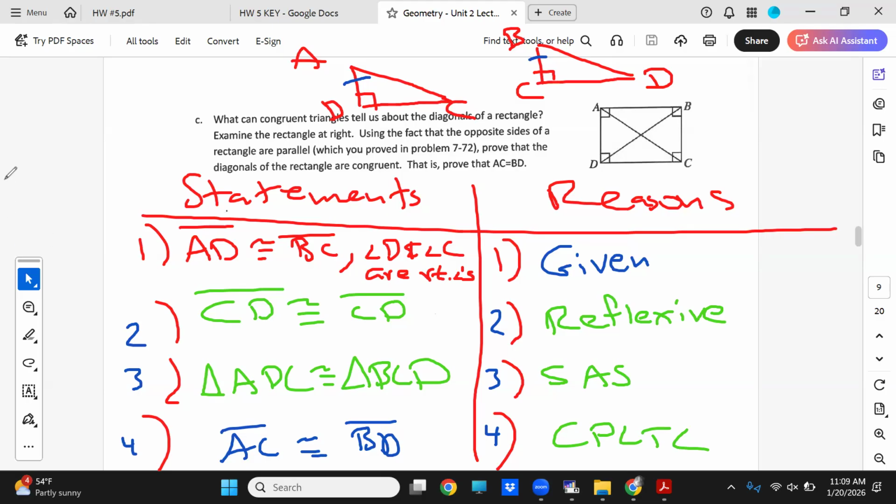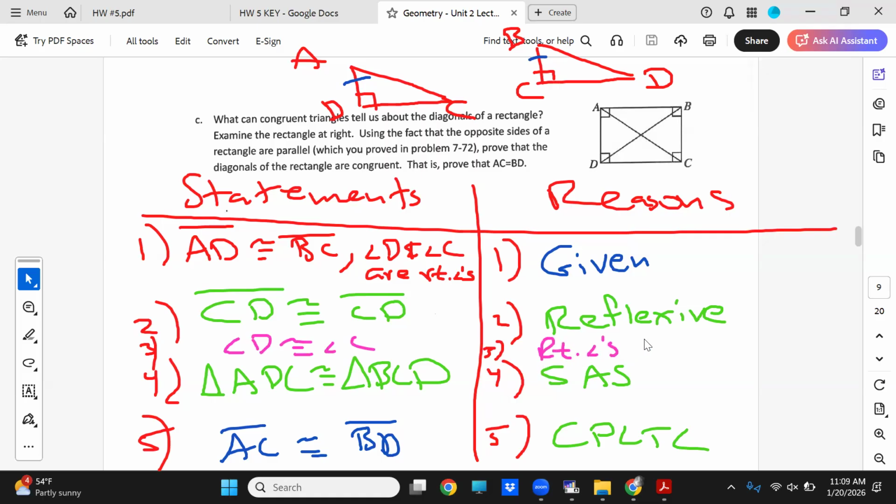Actually, I should have said this. My apologies. I should have introduced one more step. We must also say that angle D is congruent to angle C, because right angles are congruent. My apologies. You gotta squeeze that in as well, because I was looking for that in your proofs.